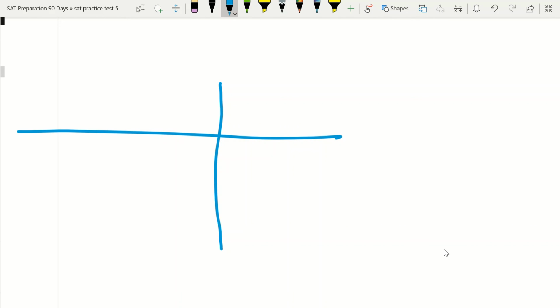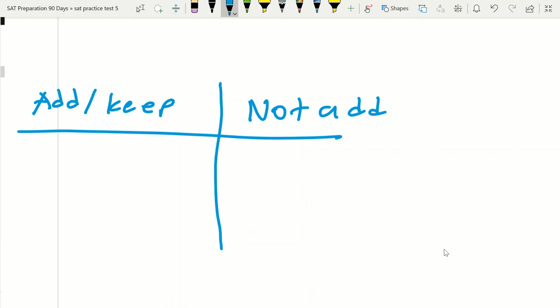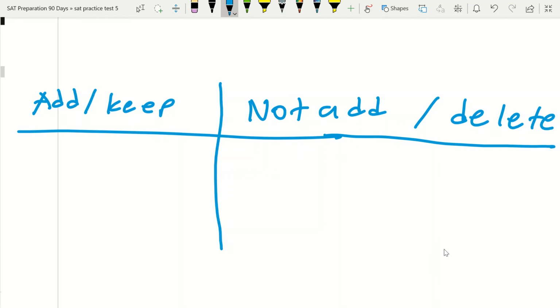So when to add or keep. I'll put add or keep on this side. Okay, so these are going to be cases where you want to make sure you add that sentence or keep a sentence there. And then on my other side, I will have not add or delete. I'm just going to list a couple reasons. I'm probably not going to write them all out because that would take a long time, but I'll give a key indicator, right?